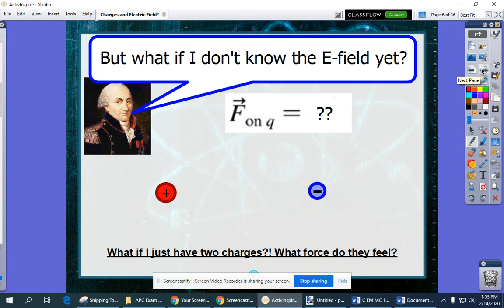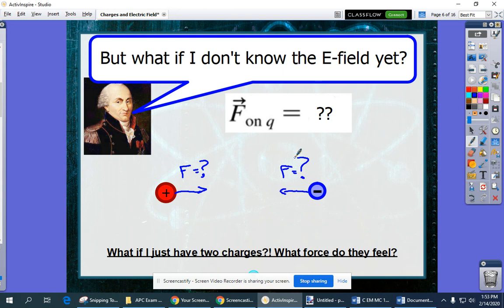But what happens if I don't know the electric field yet, right? So let's say I've got these two charges sitting alone in space, a positive and a negative charge. I know, because I told myself this a moment ago, that they should attract each other. They should experience some force that will pull them together. What force is it? I don't know what force that is. I should be able to figure it out, but I don't know what force it is. So let's see if I can figure that out.